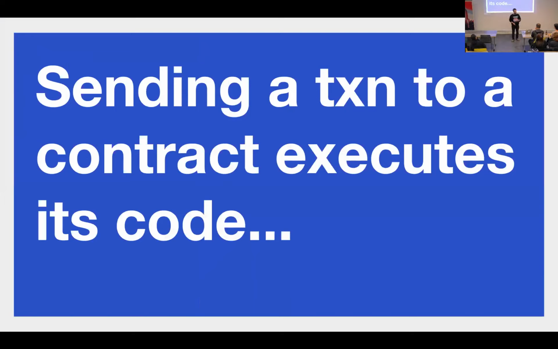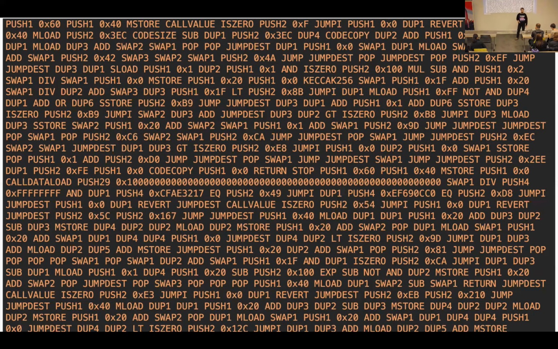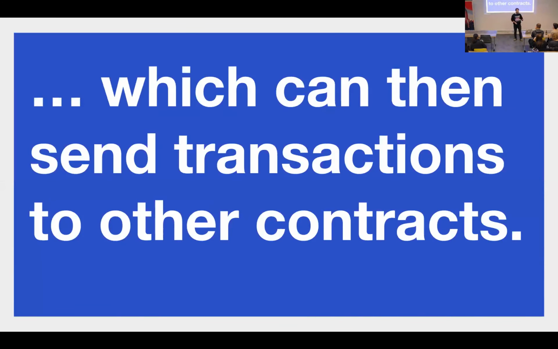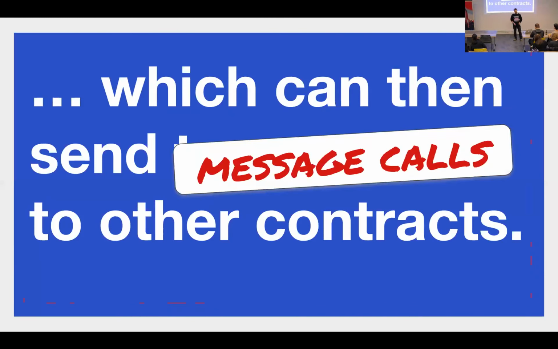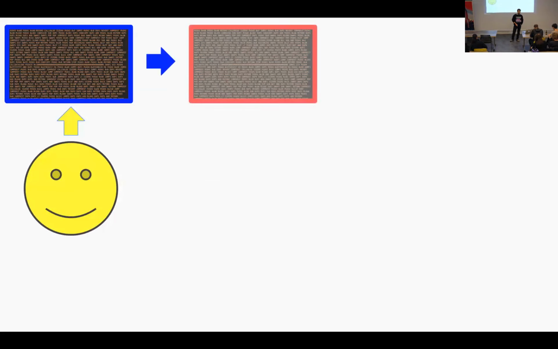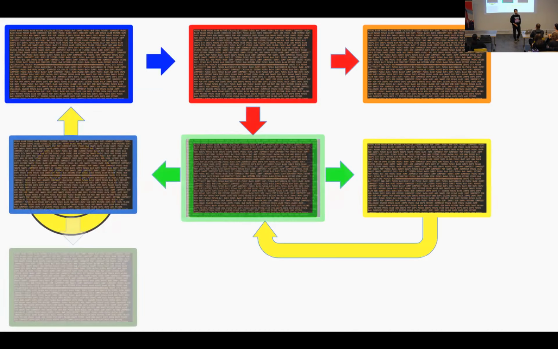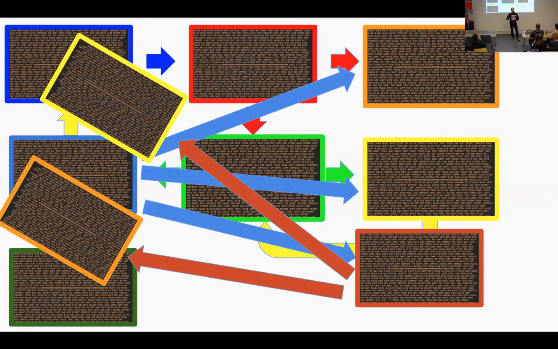Important concept: sending a transaction to a contract executes its code. So you are running that code when you send a transaction to that contract. And that contract can then in turn send another transaction to other contracts, except we call them message calls. But really, for all intents and purposes, you can think of these as transactions as well. So you have a human with a boring old non-contract account, and he sends a transaction to a contract, which may send a call to another contract, a couple more contracts, and could send calls to more and more contracts. Whoa, what's happening here?